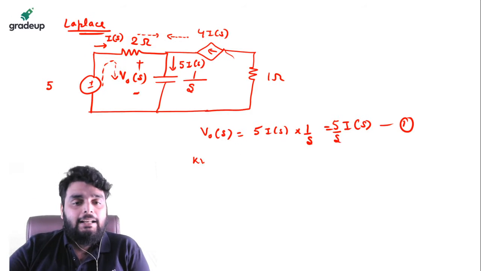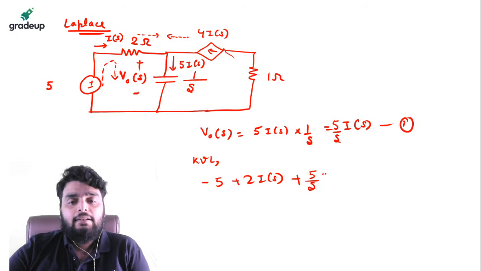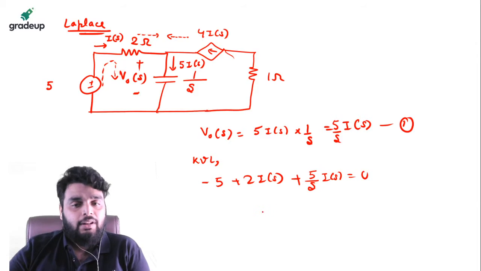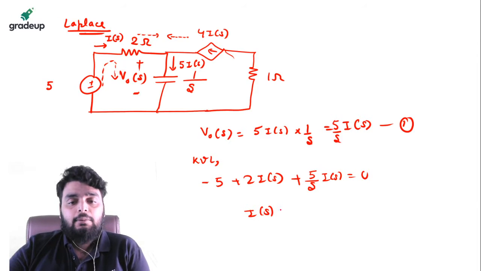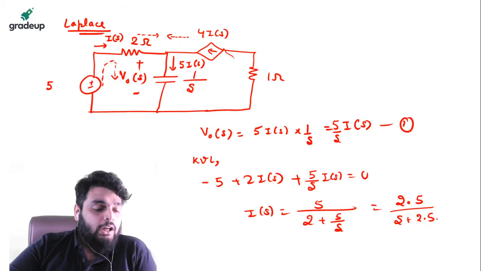So if you apply the KVL, it will be minus 5 plus 2 times IS plus V naught S, where the magnitude of V naught S is 5 by S times IS, equal to 0. Yes or no? So IS comes out to be 5 divided by 2 plus 5 divided by S. Now simplify it. When you simplify it, you will get 2.5 divided by S plus 2.5.